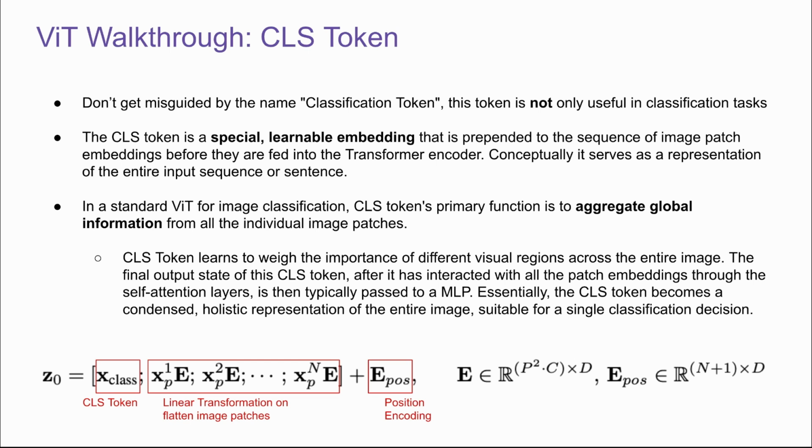Don't get misguided by the name classification token. This token is not only useful in classification tasks. The CLS token is a special, learnable embedding that is prepended to the sequence of image patch embeddings before they are fed into the transformer encoder. Conceptually, it serves as a representation of the entire input sequence or sentence. In a standard ViT for image classification, the CLS token's primary function is to aggregate global information from all the individual image patches. The CLS token learns to weigh the importance of different visual regions across the entire image, and the final output state of this CLS token is then typically passed to an MLP, multi-layer perceptron. Essentially, the CLS token becomes a condensed, holistic representation of the entire image, suitable for a single classification decision.